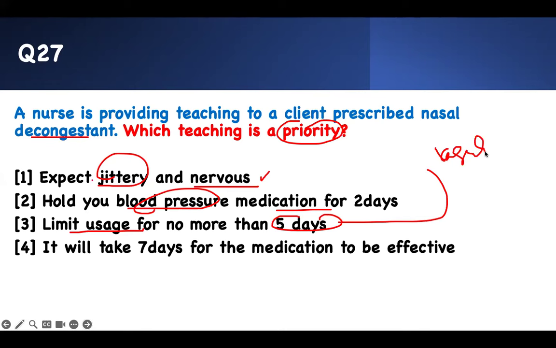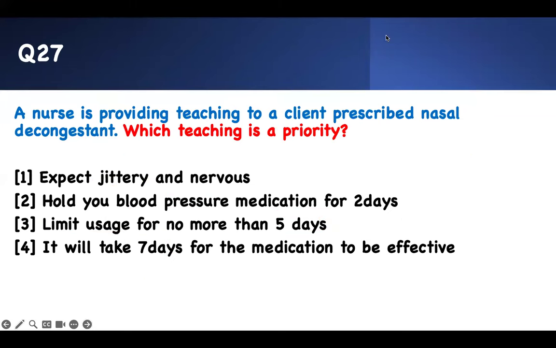If after 1 week, or after 5 days, you're still taking it, you get a rebound and you have more mucus and more runny nose. So if you notice that you start taking these Sudafeds, and then after 5 days you're still taking it, your condition gets worse. So this is the right one. It will take 5 days for it to be effective. If after 7 days you're still taking it, it means it's ineffective.